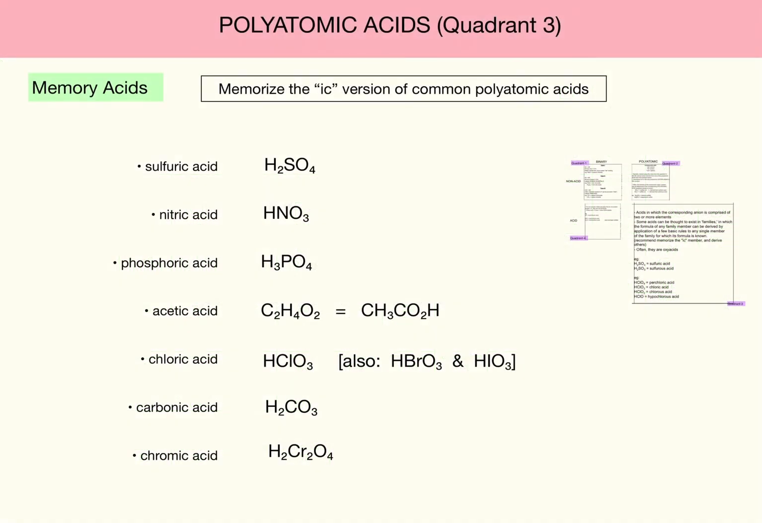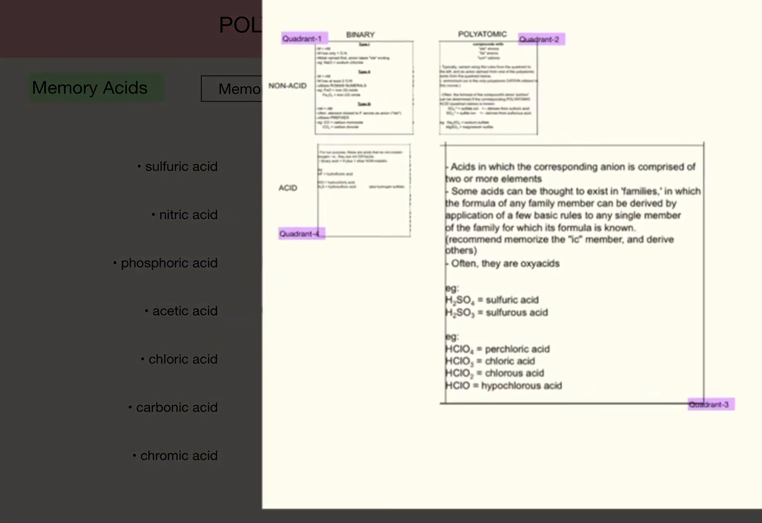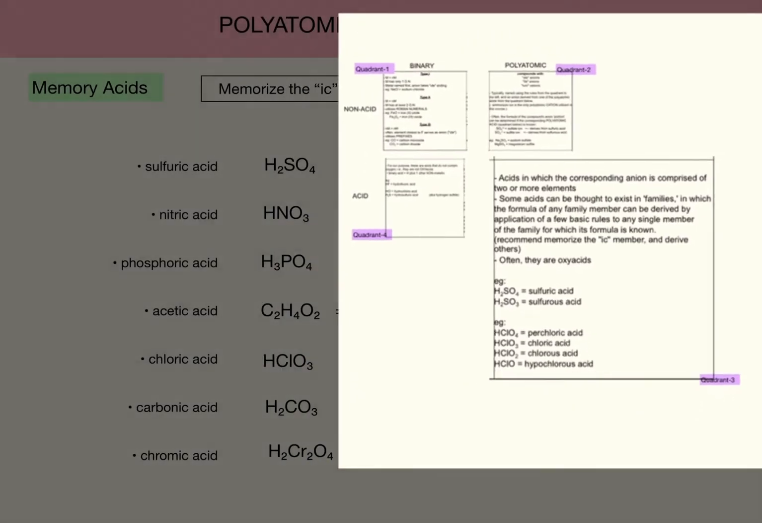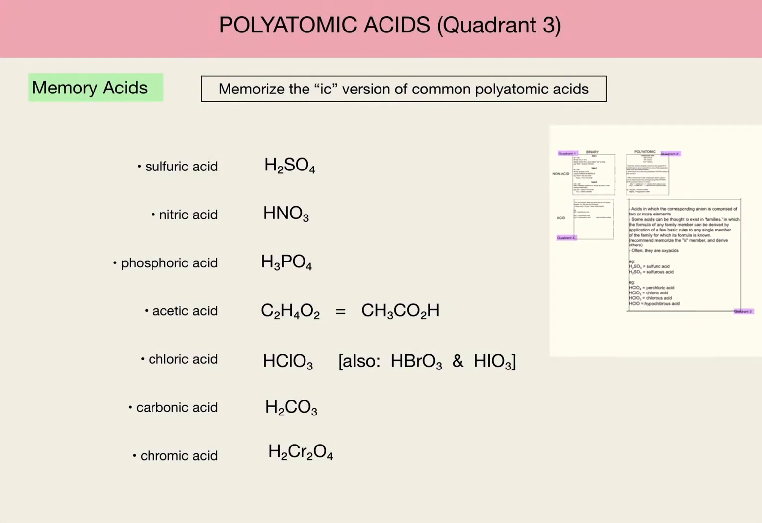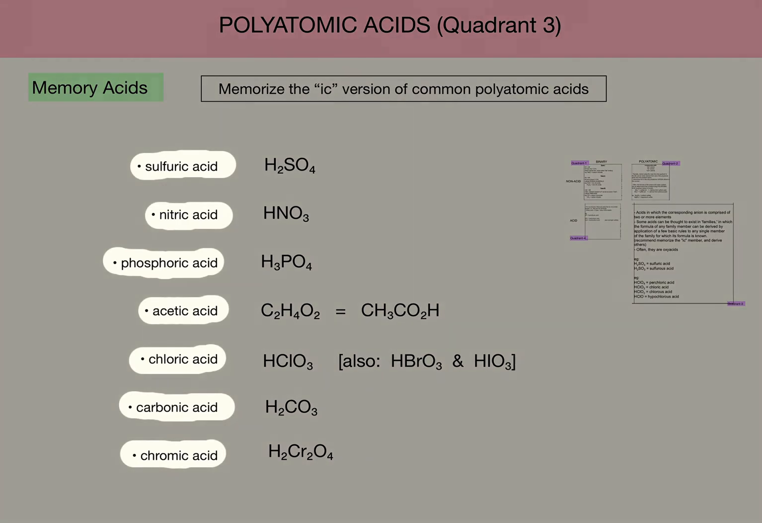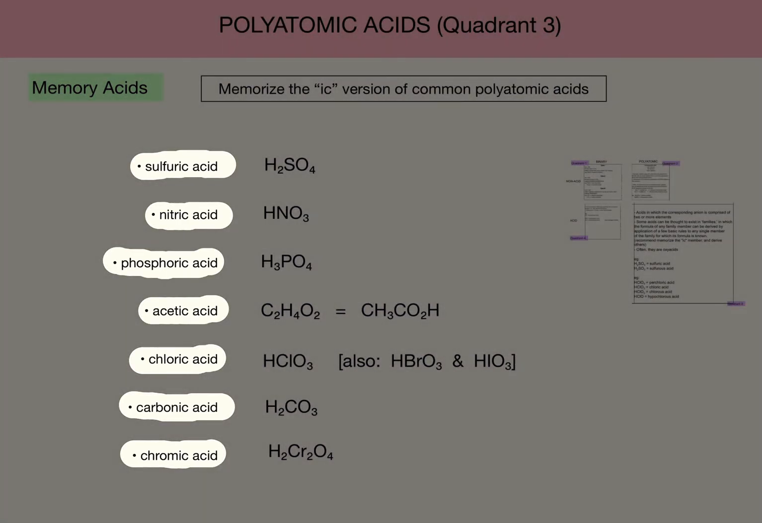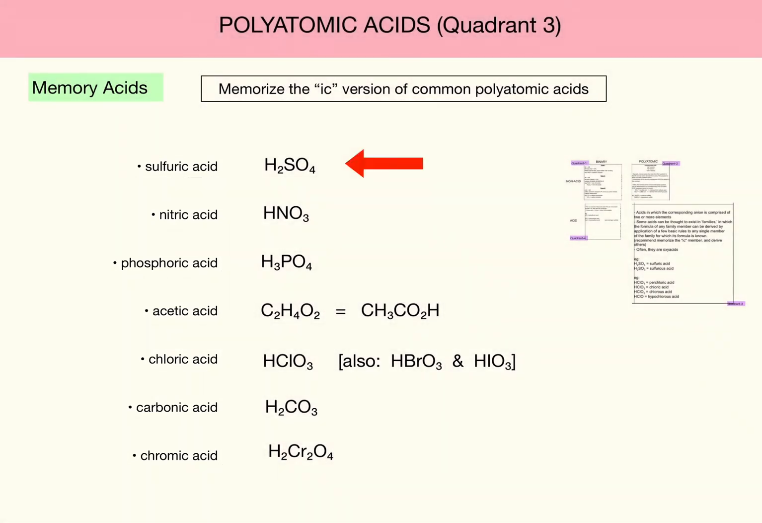On our nomenclature grid, polyatomic acids fell into quadrant 3. Now, most polyatomic acids are just memory acids. That's the bad news. Worse news is there's literally hundreds of acids. Well, you don't need to memorize them all. All I want you to do is memorize 7 of what are known as ic acids. So let's go over those.